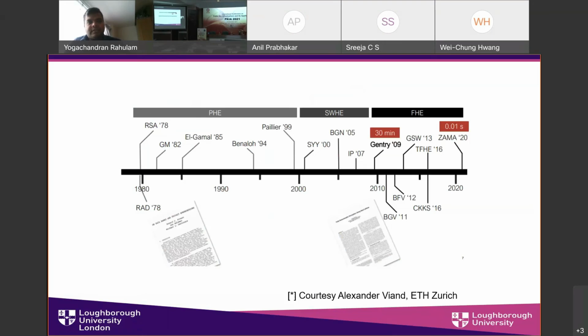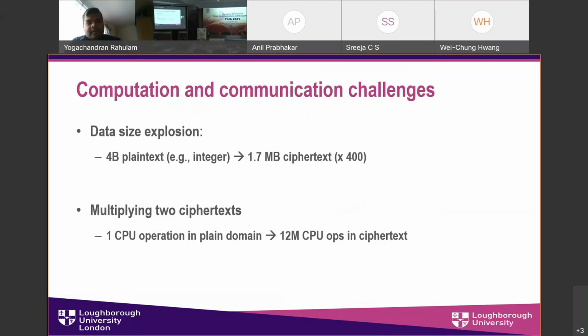So let me put this in context. Because of this, we are thinking about going from doing everything in the encrypted domain. There's a cost that you will pay. For example, if you keep the data in plain text, an integer will take only 4 bytes. But if you convert it into the encrypted domain, every number will be converted into 1.7 megabytes. So there is almost 400 times expansion.